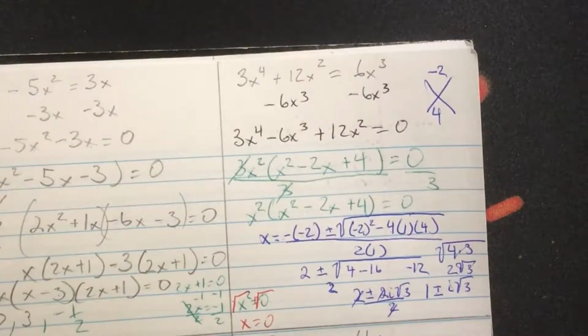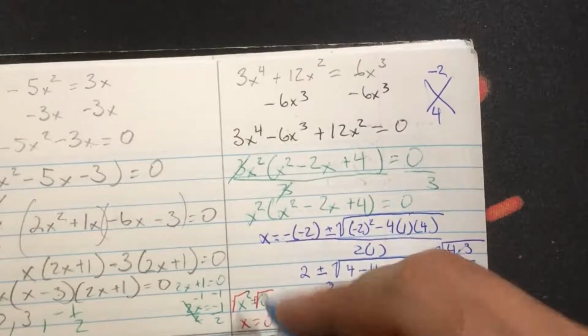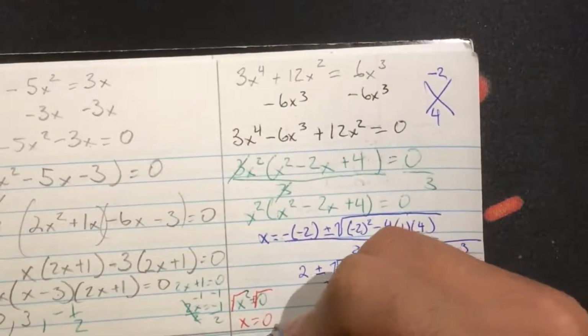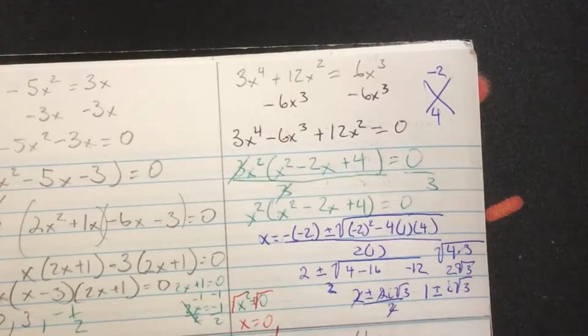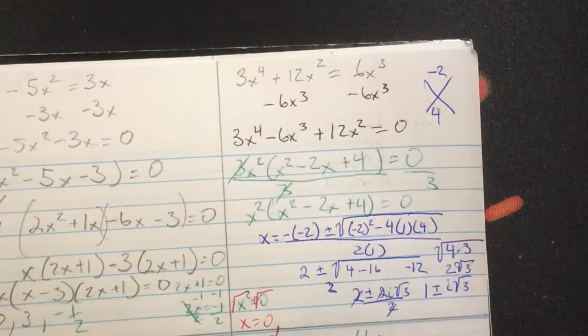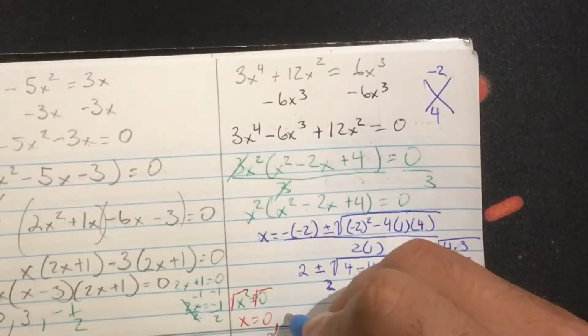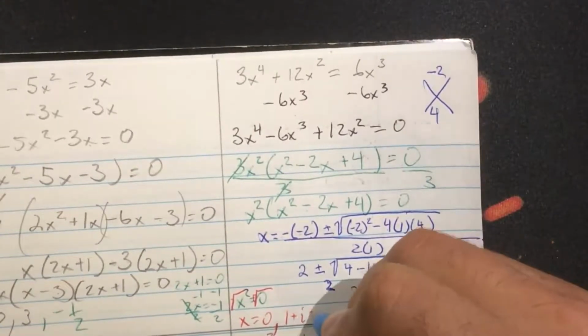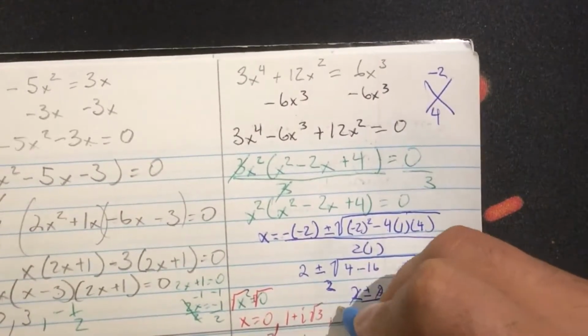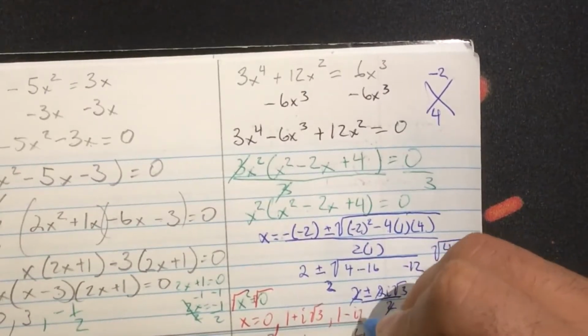So our 3 zeros are 0, comma, I guess 4 zeros, because this would be multiplicity 2 since there were 2 of them. So 0. Our next one is 1 plus i square root 3. And the last one would be 1 minus i square root 3.